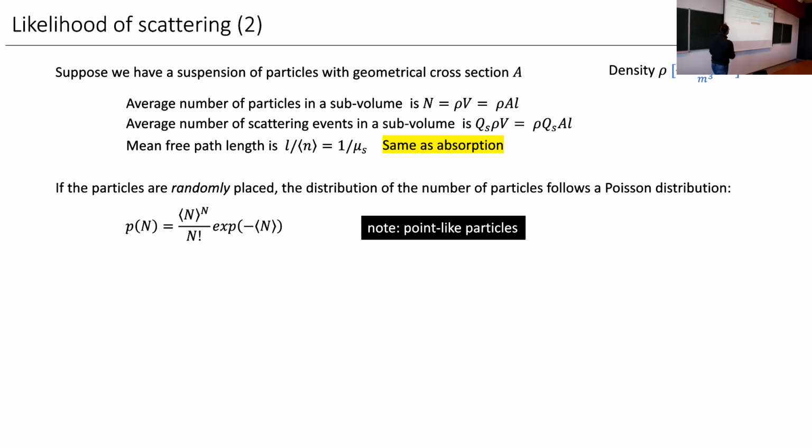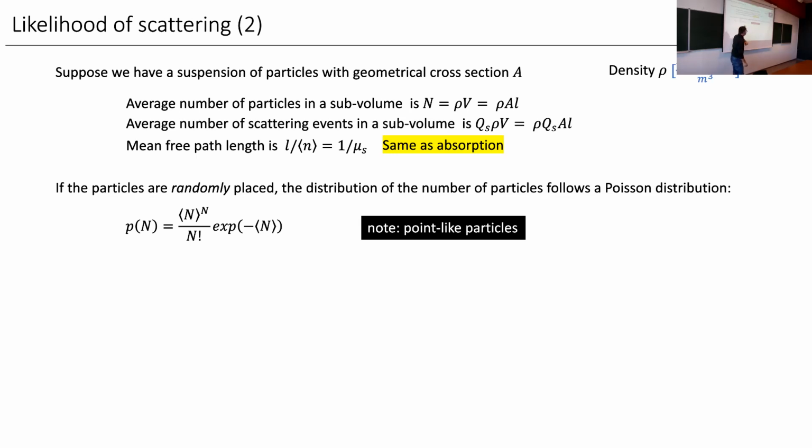One thing that relates to what we discussed last time: if the particles are completely randomly placed, as point scatterers, then the distribution of the number of particles will follow a Poisson distribution. It only holds for point-like particles. Last time we considered bigger particles that could not overlap in space. In that case, the distribution will be different. It will not be a Poisson distribution.